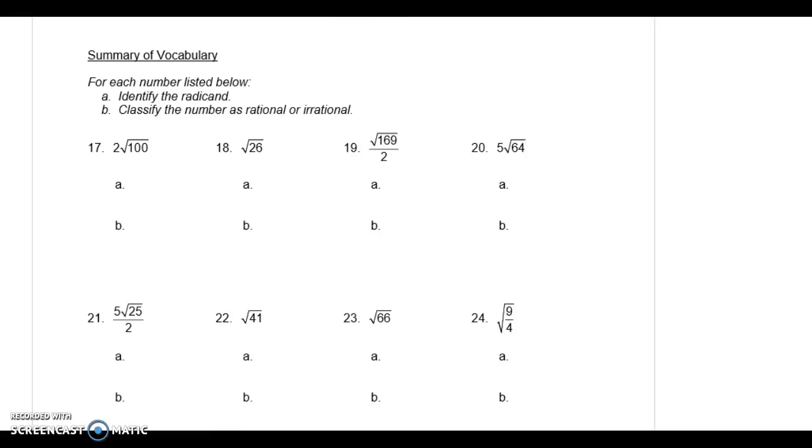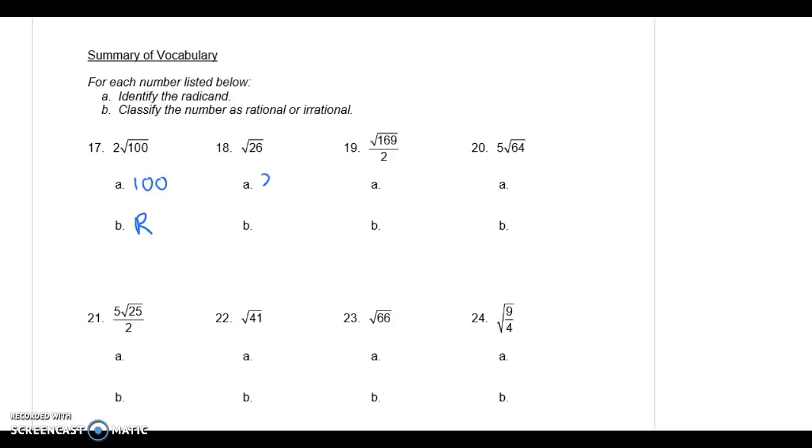First says identify the radicand. So we've got 100. And classify the number as rational or irrational. So we're taking 2 times the square root of 100. We know the square root of 100 is 10, so that will turn it into 2 times 10, which is 20, and so that would give us a rational number.